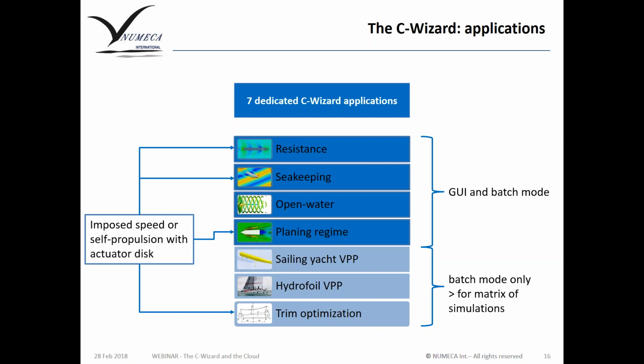Another piece of information on these applications is that for resistance, seakeeping, planing regime, or trim optimization, you can either impose the speed or make a self-propulsion simulation. I mean solving the speed. And you can do that thanks to the actuator disk model.